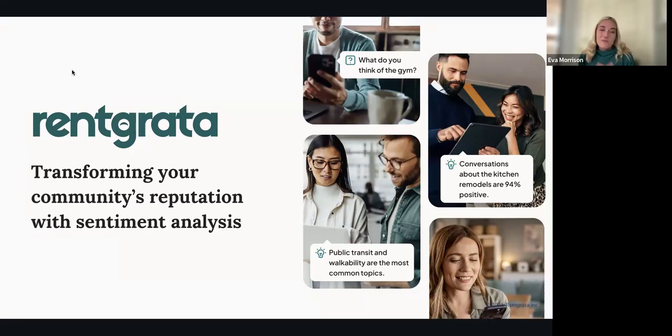Sentiment analysis and managing your online reputation is something we're really passionate about here at RentGrata. So excited to see that that is shared with a lot of the folks here. And excited to go through things today and hopefully give you a better understanding of what sentiment analysis is and how you can really use it in your day-to-day operations.